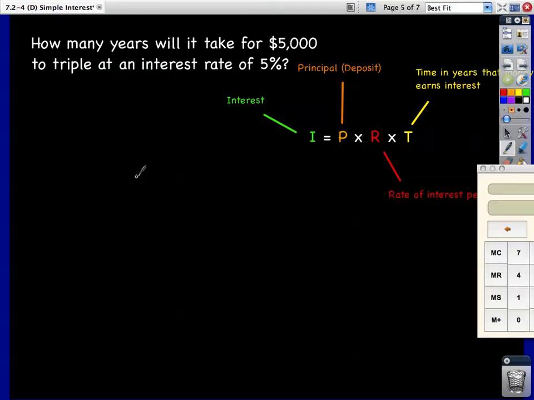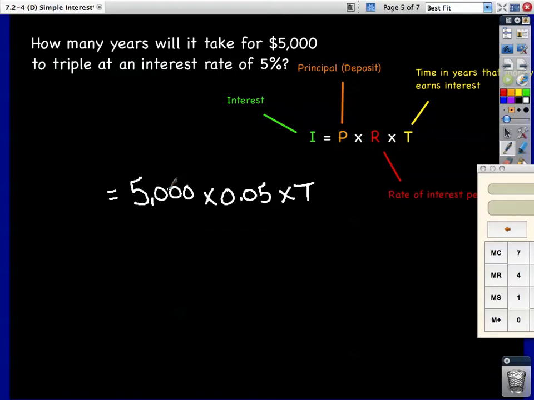So I know I'm going to end up with $5,000 as my principal deposit, my principal amount. My interest rate is 5%, so R is 0.05 or 5 hundredths. And I don't know what T is because that's what it wants to know. It wants to know how much time in years it's going to take for me to triple this. But now I have to think, okay, what would it take interest-wise for me to triple 5,000? How am I going to figure that out?